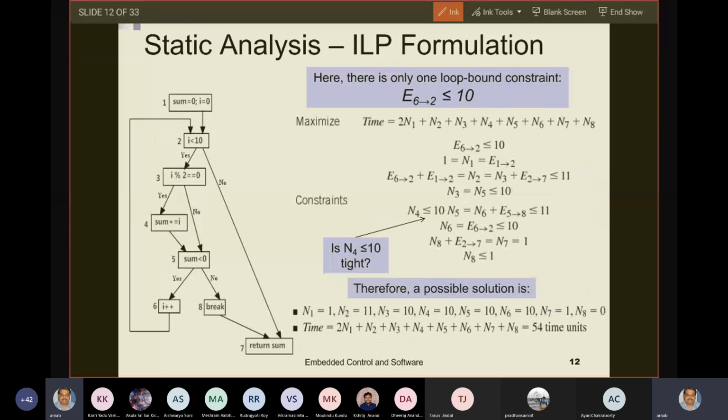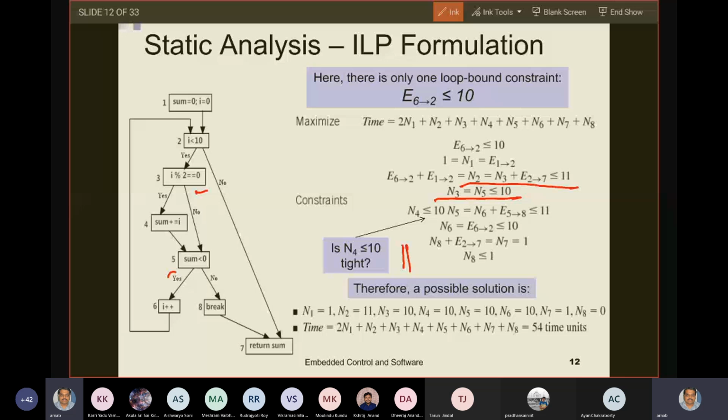So we found that n3 equals n5, n2, all this. n2 is less than or equal to 11, and we saw that therefore n3 and n5, all this is less than or equal to 10, or n4 is less than or equal to 10. But if we go deeper, we can see that n4 equals 10 is still not tight. Why? Because the more we get into the program, the better bounds we will be able to get. This is what this slide tries to say.